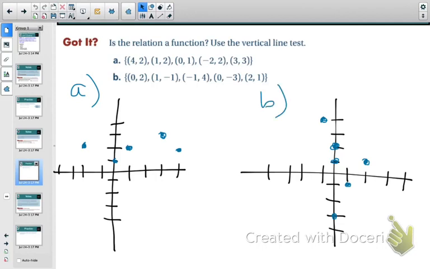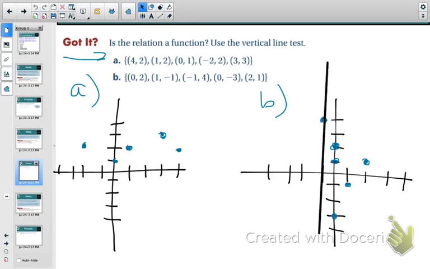So for A, notice these are just points. This is just a set of points, so I'm just plotting each point. I'm not connecting them with lines like that. So if I take and draw my vertical line, here it only crosses once. Here, well, it doesn't cross any times, but if I hit that point, it would only cross once. Only once there. Only once here. Only once here. So no matter where you draw, it only crosses once. So this one is a function.